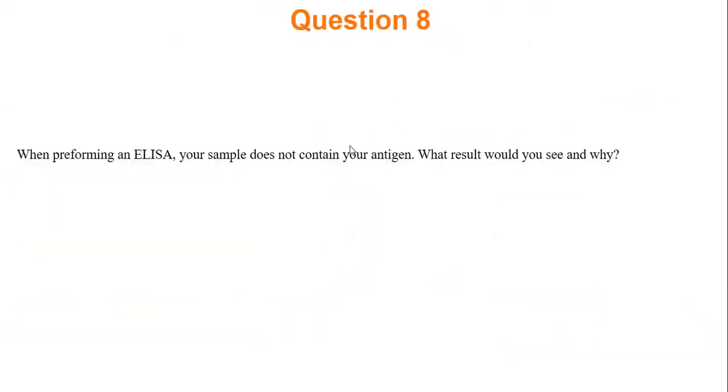But last question. When you do an ELISA, and my sample does not contain any antigen, or my antigen that I'm looking for rather, what would be the result of your ELISA at the very last step? And why?